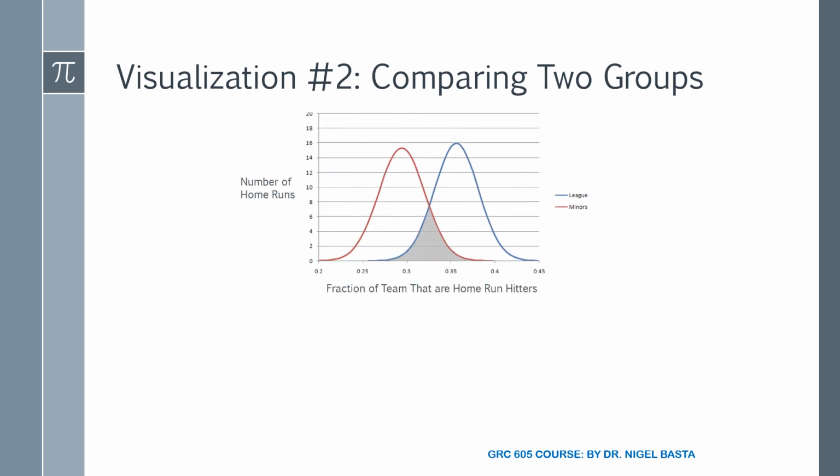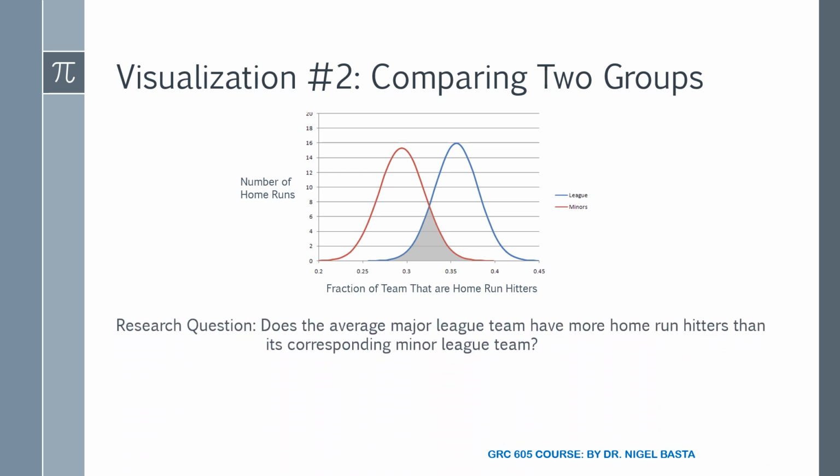On visualization number 2, we are asked to compare two league teams. The major league team is represented by the blue bell curve and the minor league team by the red bell curve. Our question here is, does the average major league team have more home run hitters than its corresponding minor league team? Now, unlike the previous slide where we were looking for the mean of one company's product, here we are asked to compare two teams, resulting in the data of both teams plotted on the same graph.